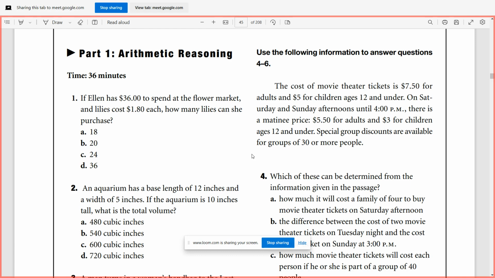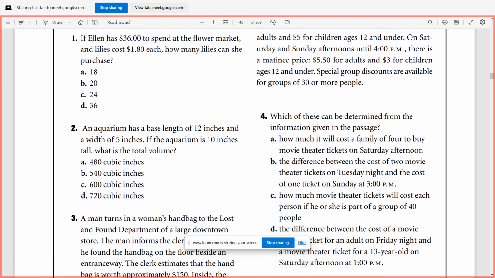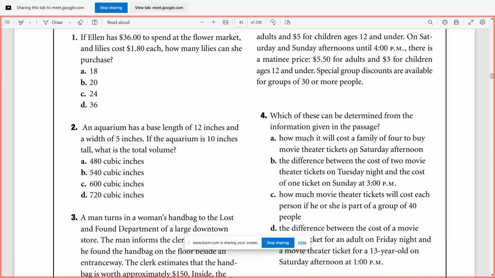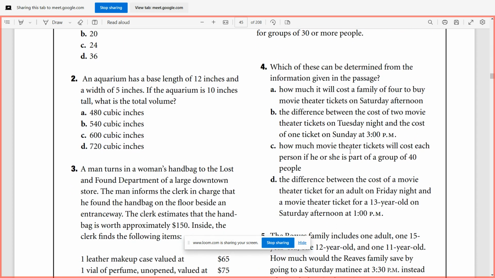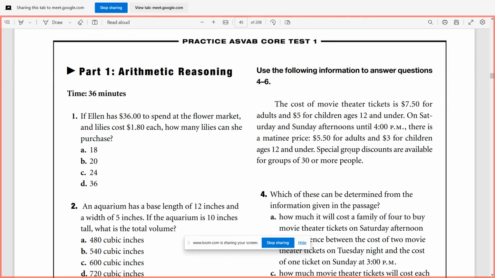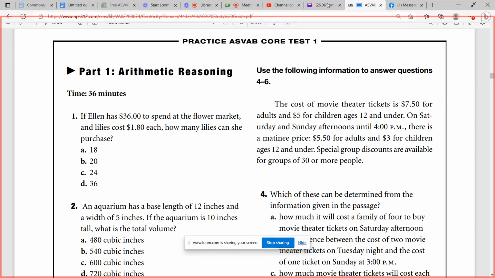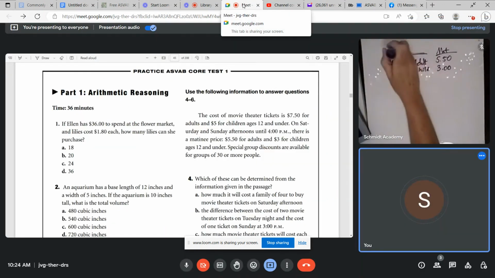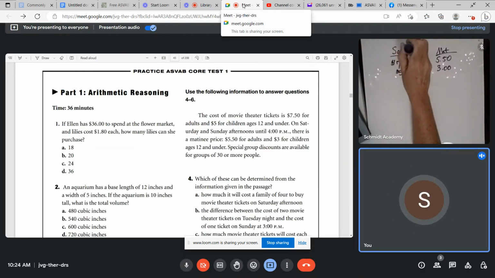All right. Special group discounts are available for groups of 30 or more. Which of these can be determined from the information given in the passage? Can you determine how much it will cost a family of 4 to buy movie theater tickets on Saturday afternoon? And I didn't write this, but up above this is Saturday. You can see what I'm writing. This is Saturday and Sunday. So can we look at this information and figure out how much it will cost a family of 4 to buy movie theater tickets on a Saturday?